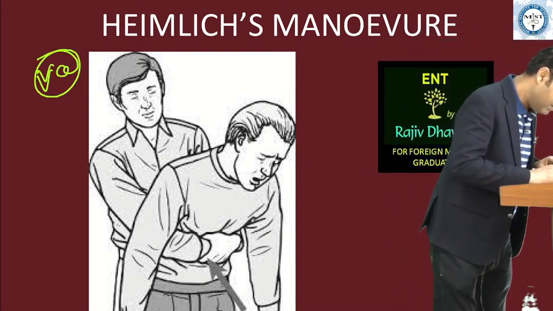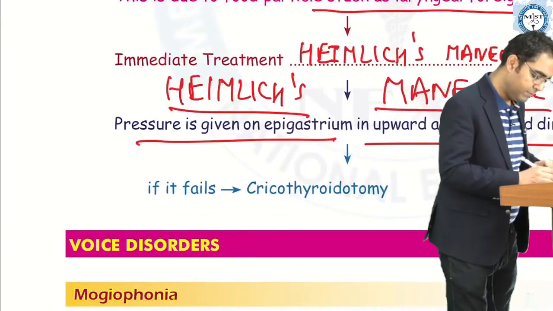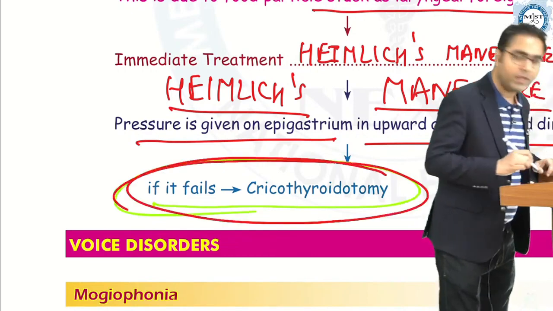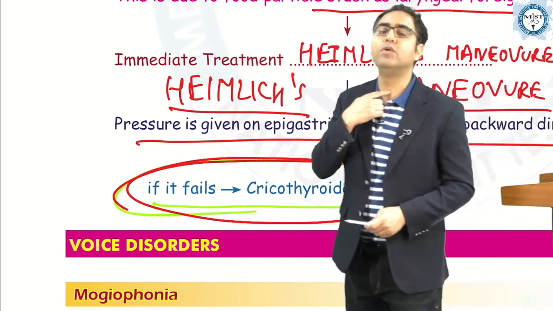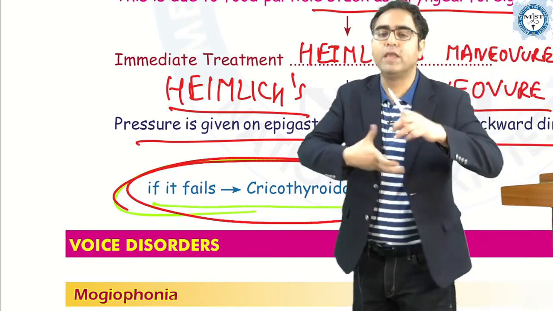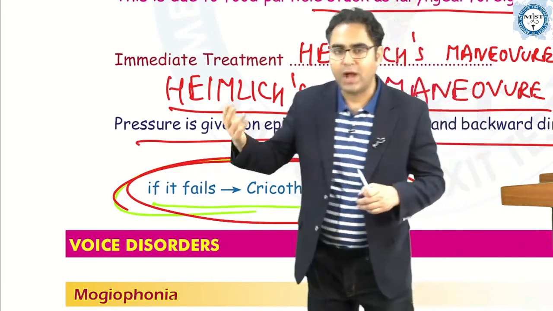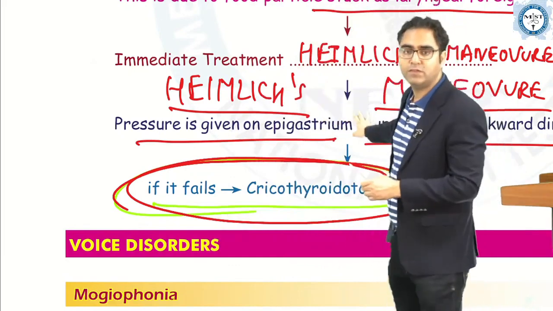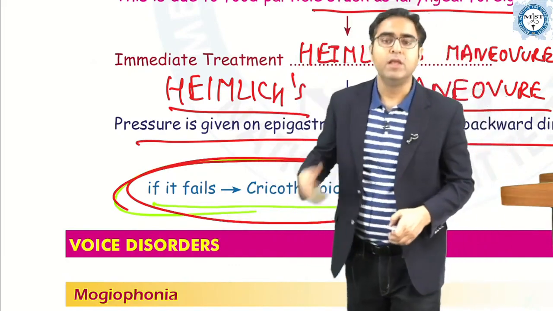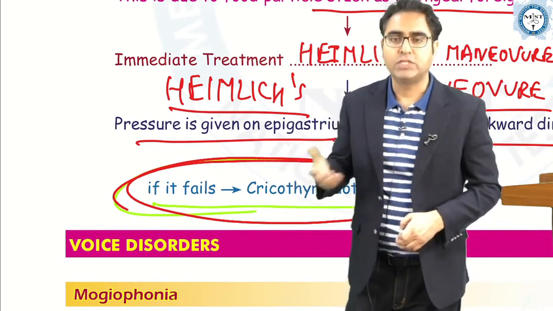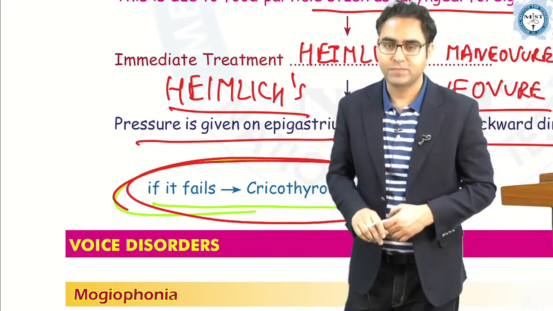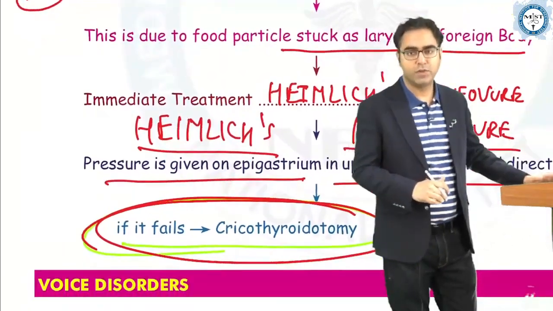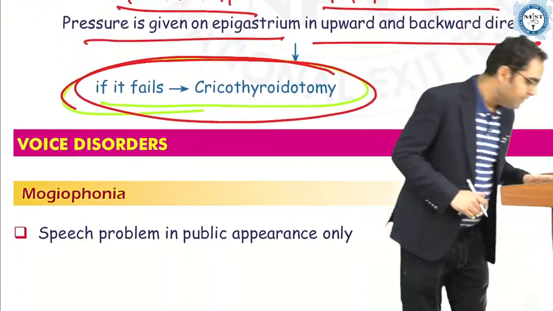If this fails, then we do cricothyroidotomy. Anybody who remembers cricothyroidotomy? It means you open it from here, put a tube and give oxygen. After some time you do a laryngoscopy and pull the foreign body out. To save the patient, if the Heimlich maneuver fails, you do cricothyroidotomy. This is an emergency airway procedure done by opening the cricothyroid membrane over here. This is a scenario-based question. Okay, fine. Heimlich maneuver.